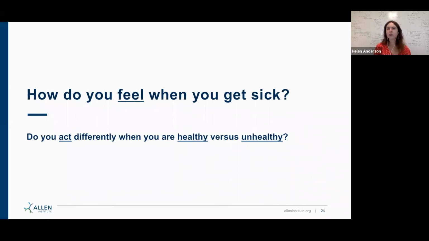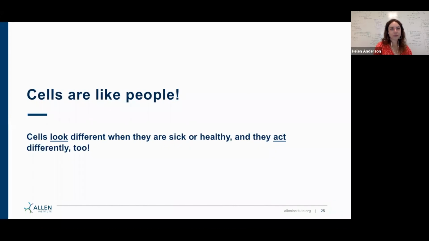How do you feel when you get sick? Do you act differently when you're healthy versus unhealthy? I know that when I'm healthy, I tend to want to do things like go on hikes or go for a run. But when I'm sick, I usually just want to lay on the couch. Just like people, cells look different when they're sick or unhealthy, but they also act very differently.